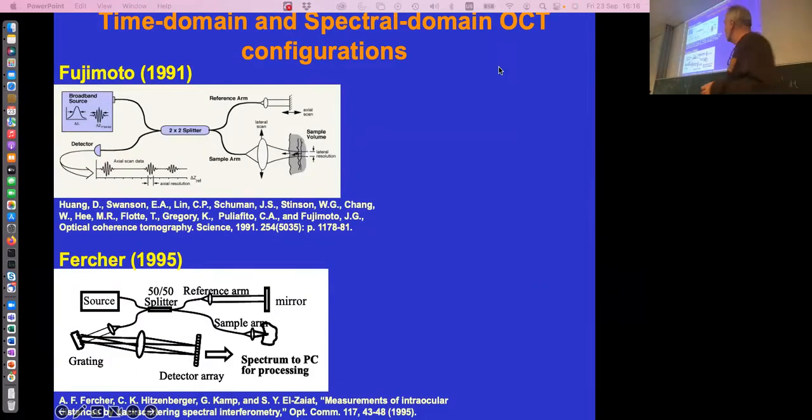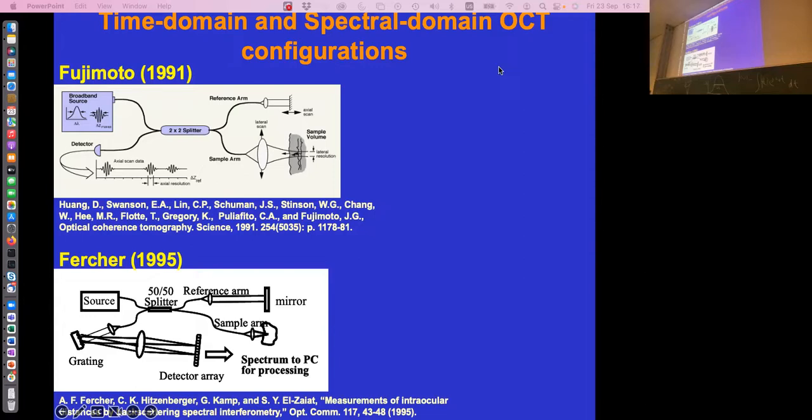So we go to this original concept of OCT that I explained to you. That's this concept here. It's the Michelson interferometer, with a reference arm that moves back and forth, and then you get a depth profile. 1991, a famous paper in Science by Fujimoto, senior author. This is really the start of OCT. Most cited paper.